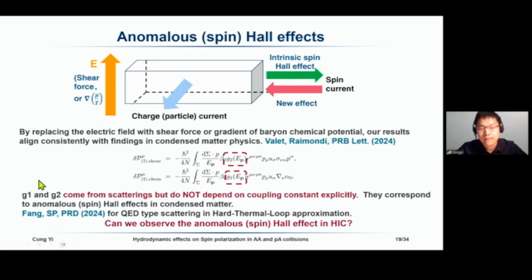The corrections have the following expressions. Here G1 and G2 come from the scattering, but do not depend on the coupling constant explicitly. They correspond to the anomalous Hall effects in condensed matter. More details about this derivation can be found in this paper. Can we observe the anomalous Hall effects in heavy-ion collisions?